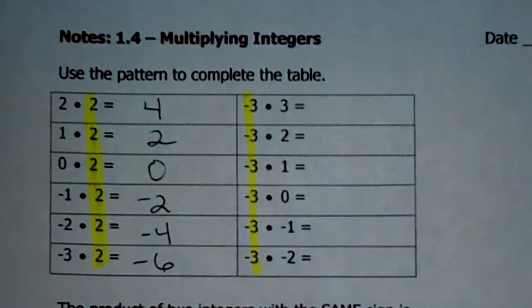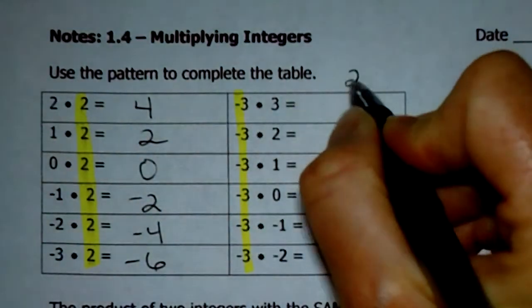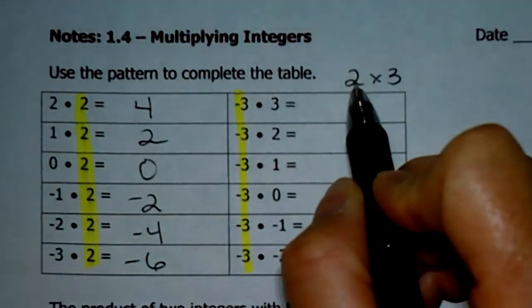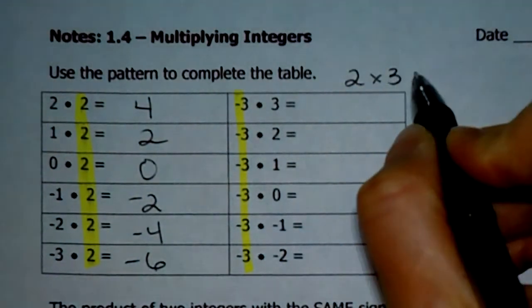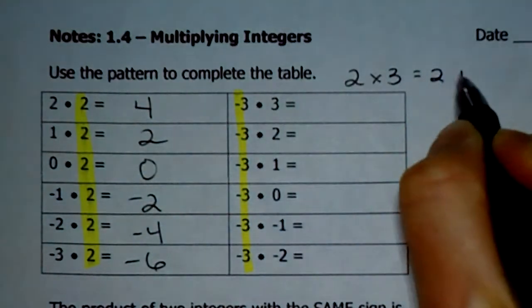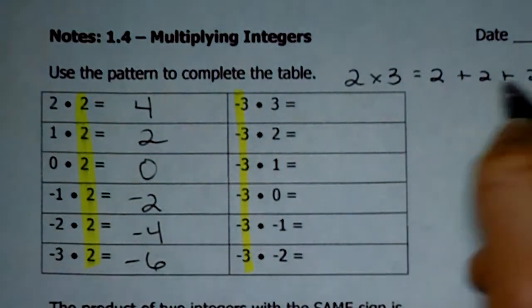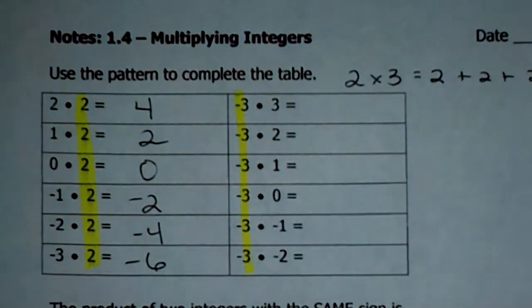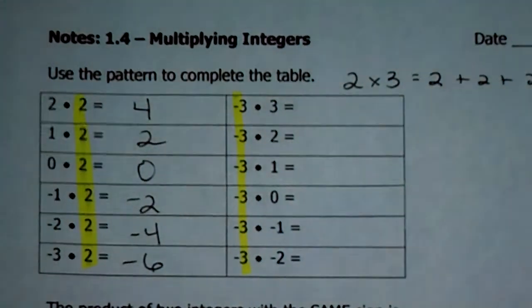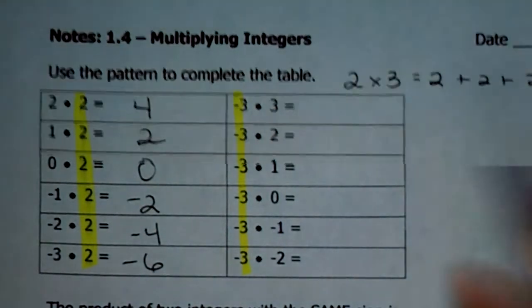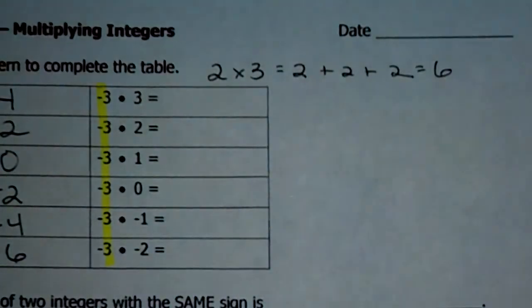So I think a long time ago you learned that multiplication and repeated addition mean the same thing. For example, if I said 2 times 3, that means that I have 2 three times, right? So 2 times 3 could also mean 2 plus 2 plus 2, because I have this 2 three times. And 2 plus 2 plus 2 equals 6. I know that you already know that one. I'm just trying to use something that you already know to help you with something that you don't know. Okay. So using this pattern here, we can do that to help us complete this table.